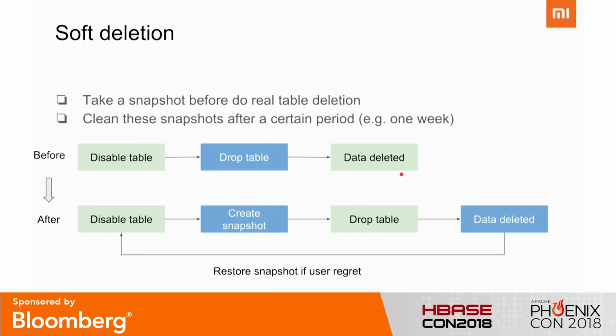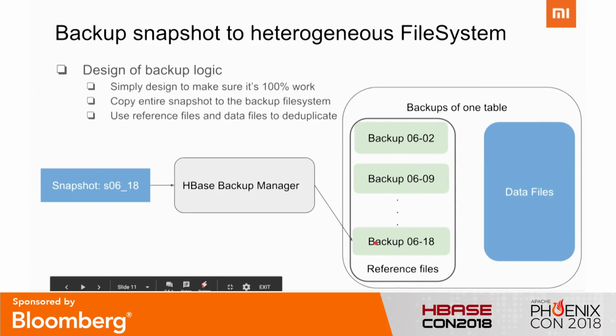To prevent these problems, one thing we did is soft deletion. It takes a snapshot of the table before we drop it. Then, when the user regrets dropping the table, we can restore the snapshot. A cleaner thread deletes these snapshots after a certain period, for example 1 week. So the user has 1 week to decide if they really want to drop this table.